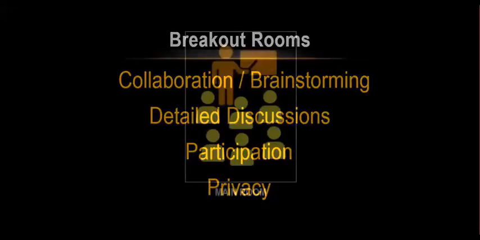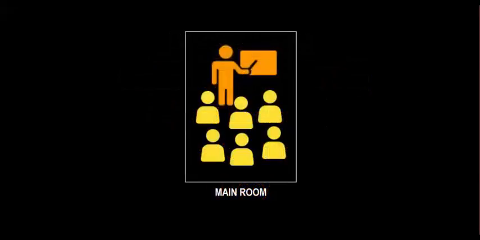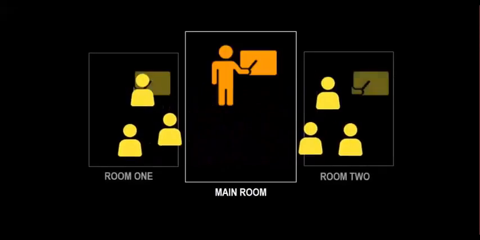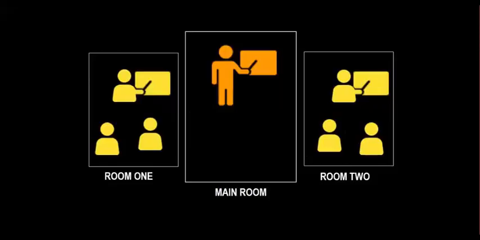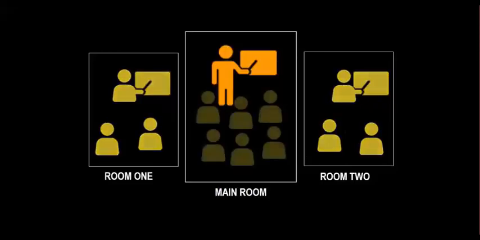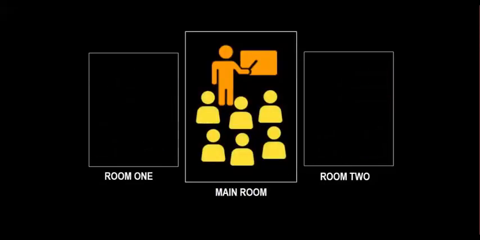The e-class's main room is much like a large classroom or conference room where all your participants are gathered together. Just like face-to-face gatherings, you can send your online participants to smaller rooms for group work and then bring everyone back together in the main room for a large group discussion.